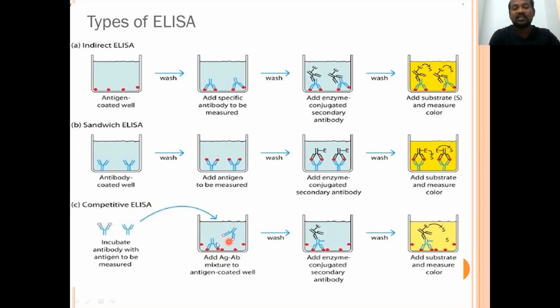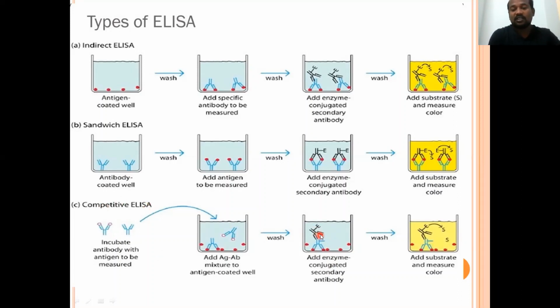Here we are mixing the two kinds of antibody at the same time, that means primary antibody and secondary antibody. There will be a competition between primary and secondary antibody to bind with the antigen. So here the primary and secondary antibody start competing, or fighting, for binding with the antigen. So that's why we call it a competitive ELISA.